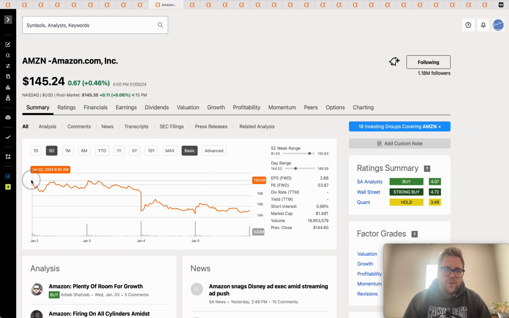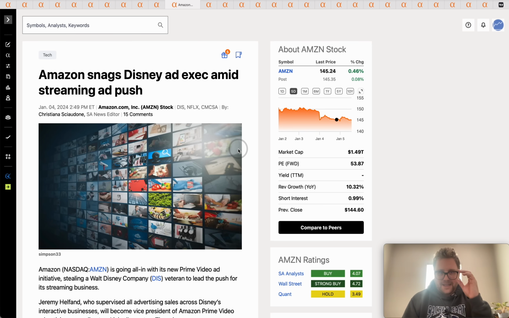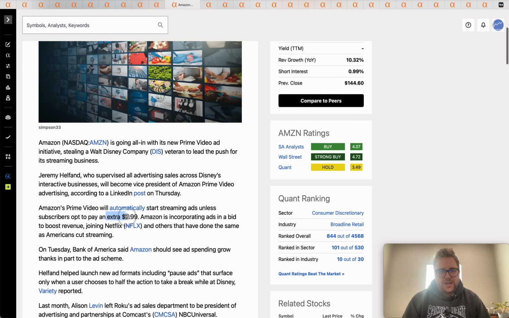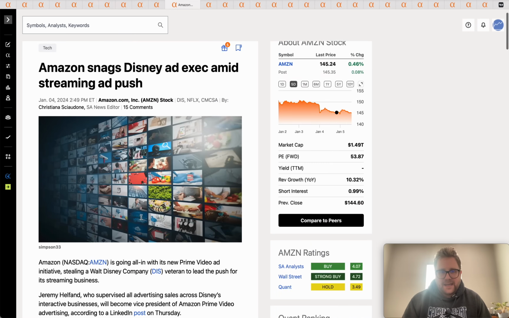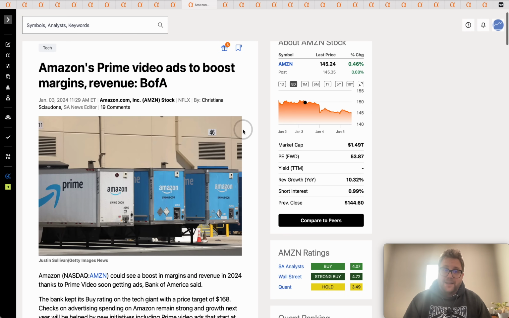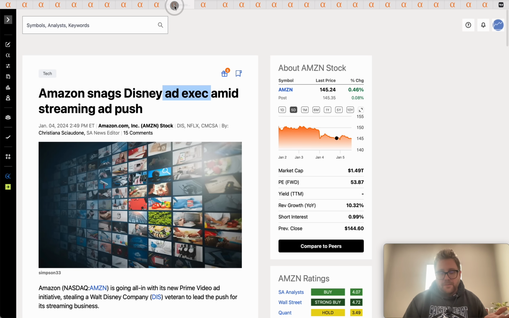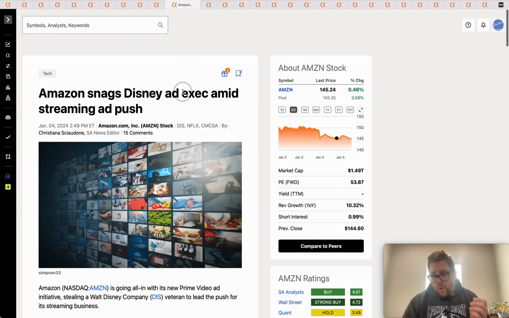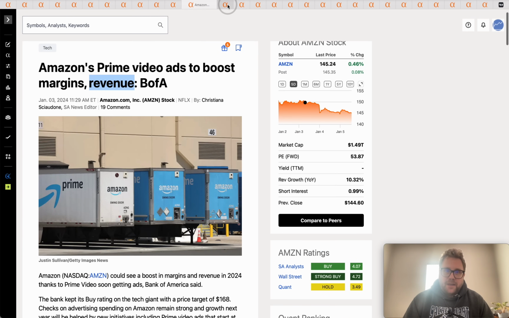Moving on to Amazon, start of the week at 150.69, slipped down about 3.6%, finished the week at 145.24. Amazon snagging a Disney ad executive amid its streaming ad push. This is on the heels of the company charging an extra $2.99 every month for your Amazon Prime Video, unless you want to see these ads that are going to pop up. Now, analysts already chiming in saying that the new Amazon Prime Video ads should boost margins over at the company and boost some revenue. Certainly, there's going to be some people that are totally hooked on Amazon Prime Video. They'll pay the extra $2.99, or they will sit through ads and make the company more and more money.